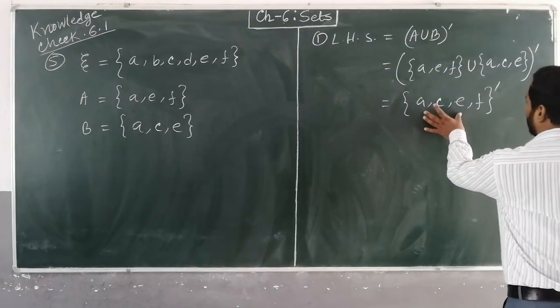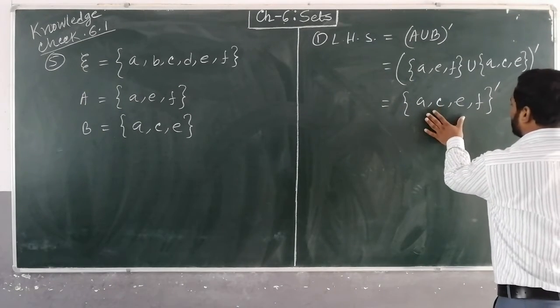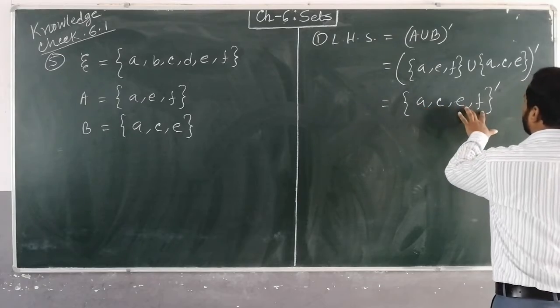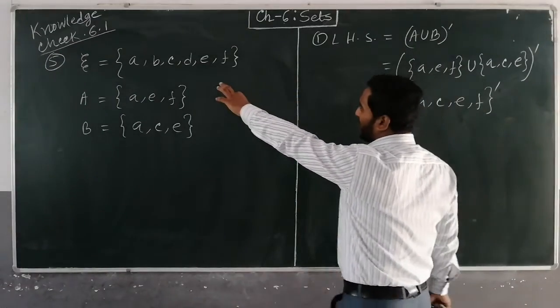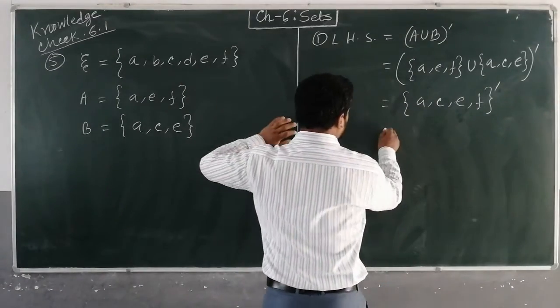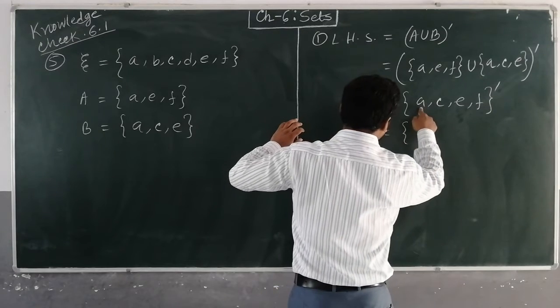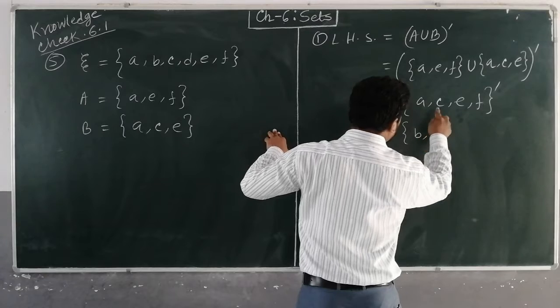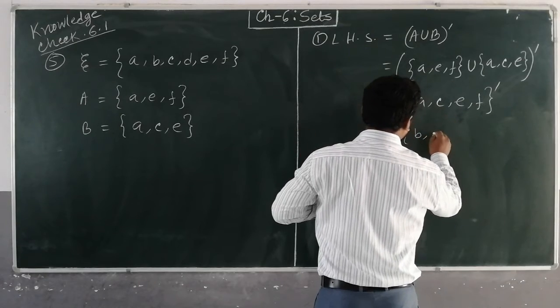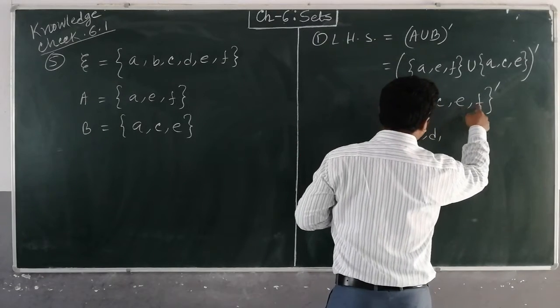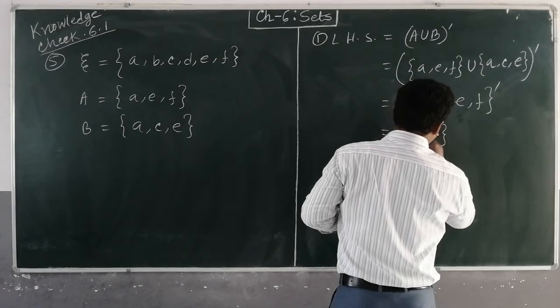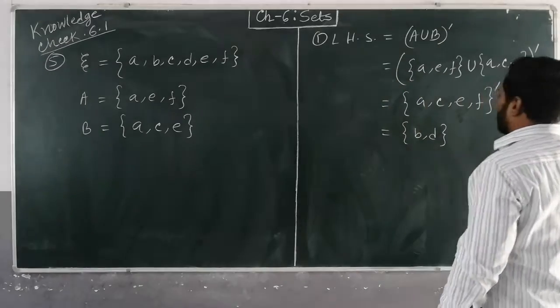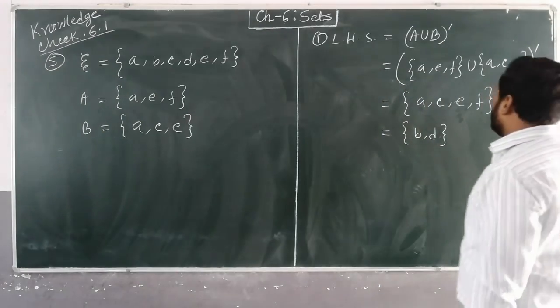So this is the union, and the complement is there. Now you have to find the complement of this set. Complement of this set means except these elements, the elements remaining in the universal set. Except a, after a there is b, then c is here, so we will not write c, then d, then e and f are here, so b and d. This is the left hand side, that is (A ∪ B) complement.